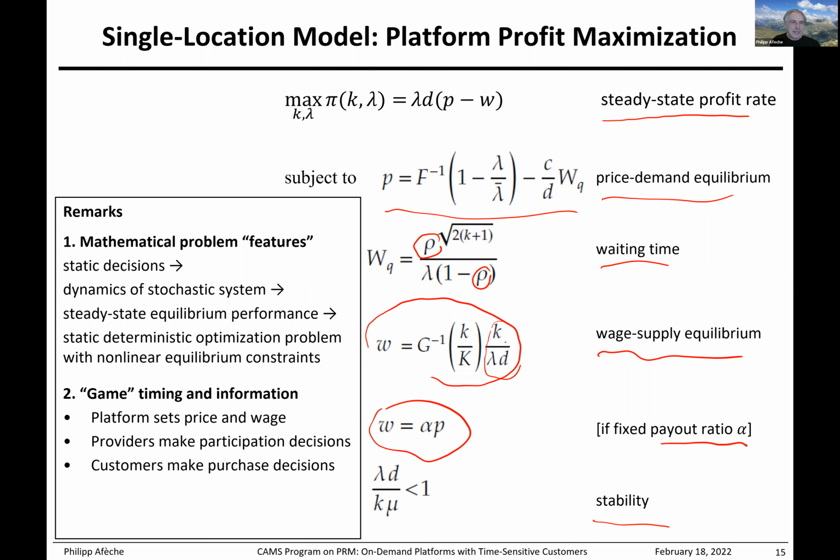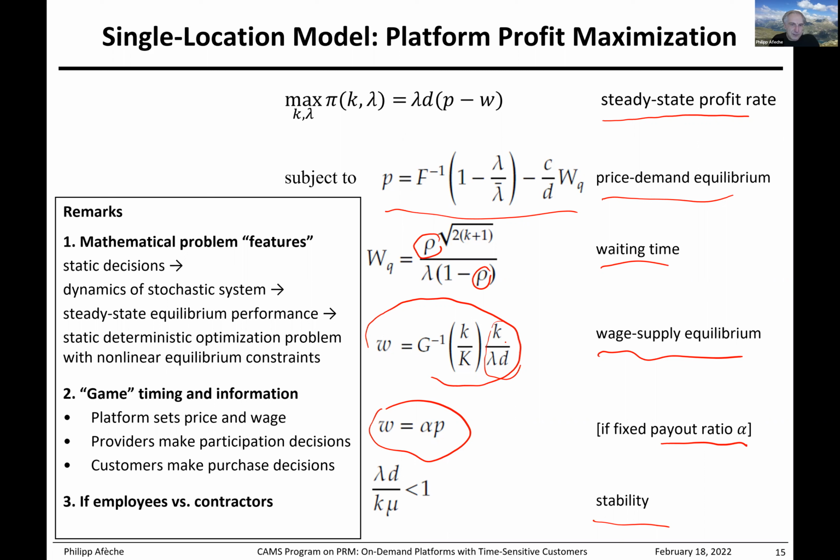In terms of the game timing and information, in the interest of time, I'm not going to go into the details, but obviously this is an abstraction of reality. The one thing I want to say is that all of this is assuming that the system is in equilibrium. So none of this is addressing equilibrium formation. Suppose we start off out of equilibrium and we iterate dynamically, are we going to reach an equilibrium or not?